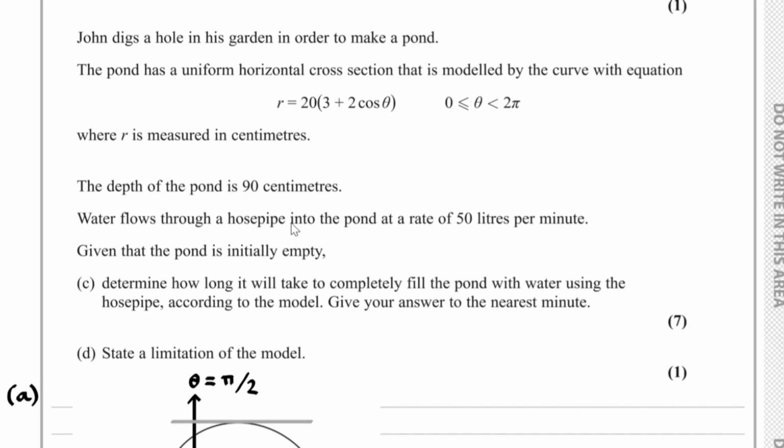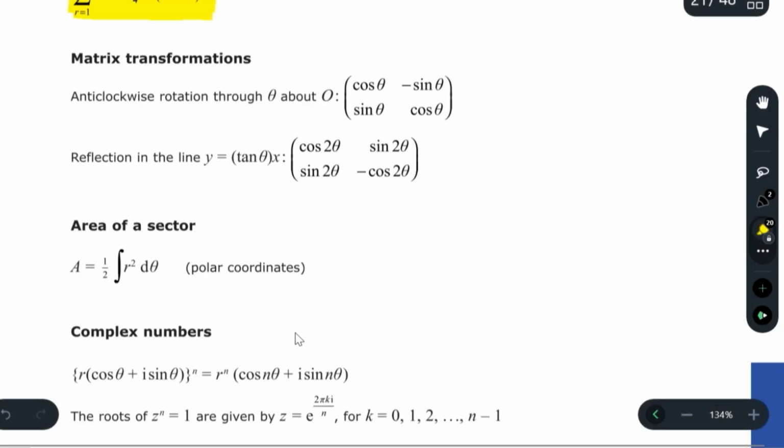Water flows through a hosepipe into the pond at a rate of 50 litres per minute, and given that the pond is initially empty, we have to determine how long it will take to completely fill the pond with water using the hosepipe according to the model. Give your answer to the nearest minute. Well, we know with polar coordinates, the area is given by 1/2 lots of the integral of r squared d theta.